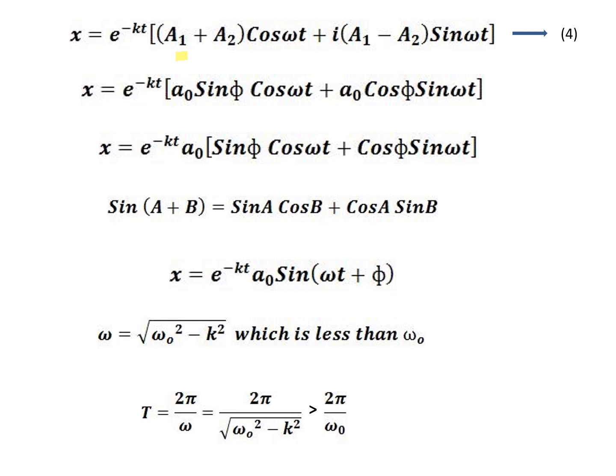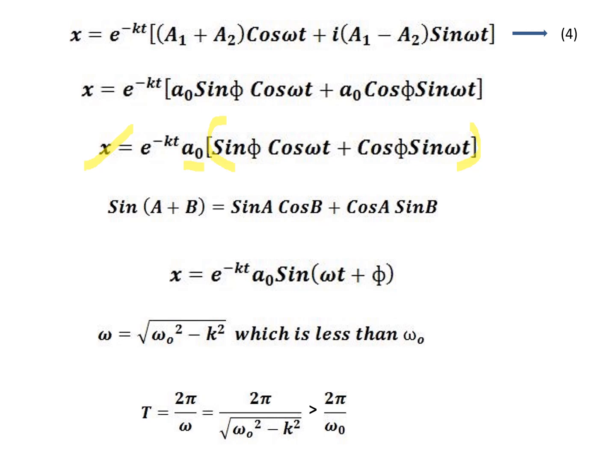Now on substituting the value of A1 plus A2 as A0 sine phi, and the value of i into A1 minus A2 as A0 cos phi, the equation for x can be written like this. Now take A0 outside as a common factor. Now the equation becomes x is equal to e raised to minus kt A0 into sine phi cos omega t plus cos phi sin omega t.